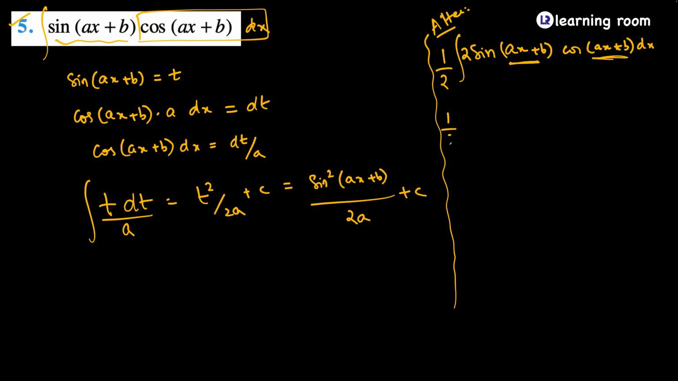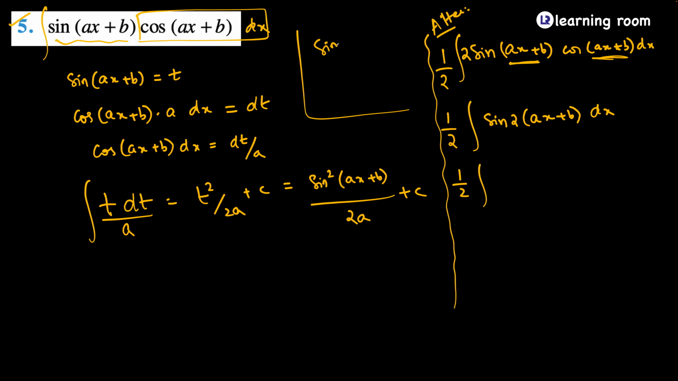So it will be half times the integral of 2 sine of ax plus b into cos of ax plus b, which is sine of 2 times ax plus b, times dx. Makes sense? Right? So it will be half into the integral of sine of 2 times ax plus b, which is basically sine of 2ax plus 2b. Am I right? Sine of 2ax plus 2b.